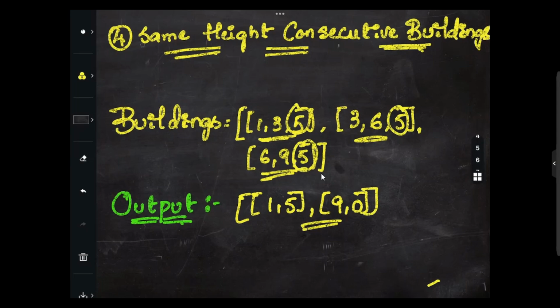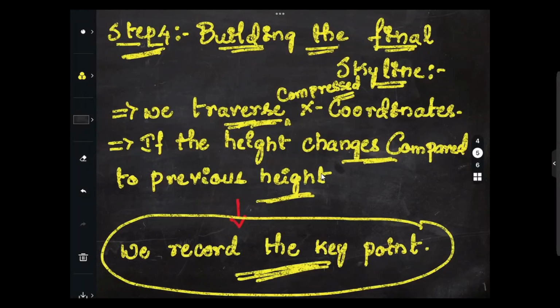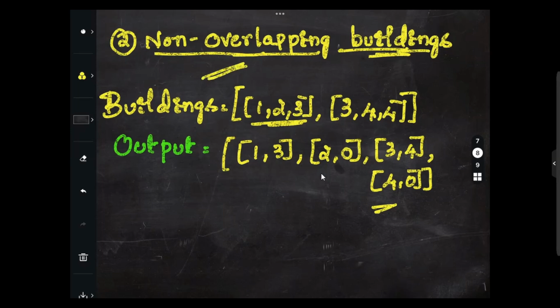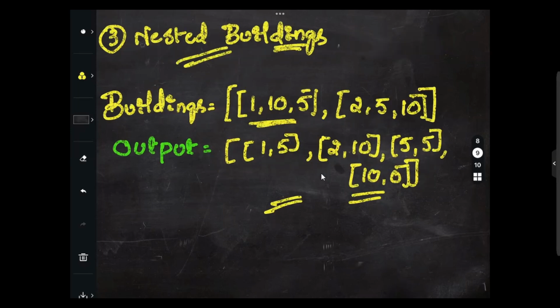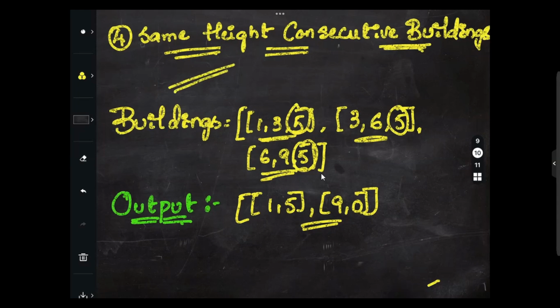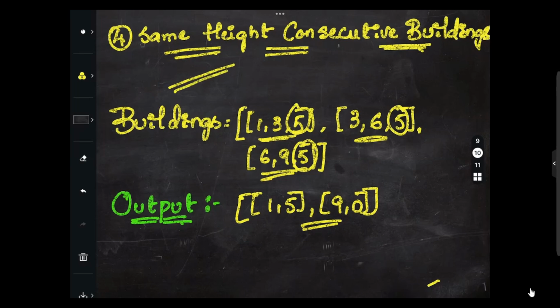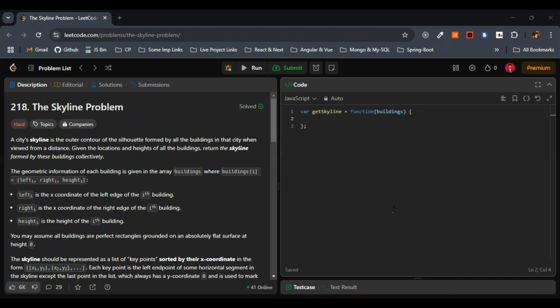So these are the four edge cases that we need to consider. First one we went with the single building. Second one we went with non-overlapping buildings. Third one we went with nested buildings, and the fourth one that we went with was same height consecutive buildings. I hope all the edge cases are completely clear. Right now, let's start writing the code.